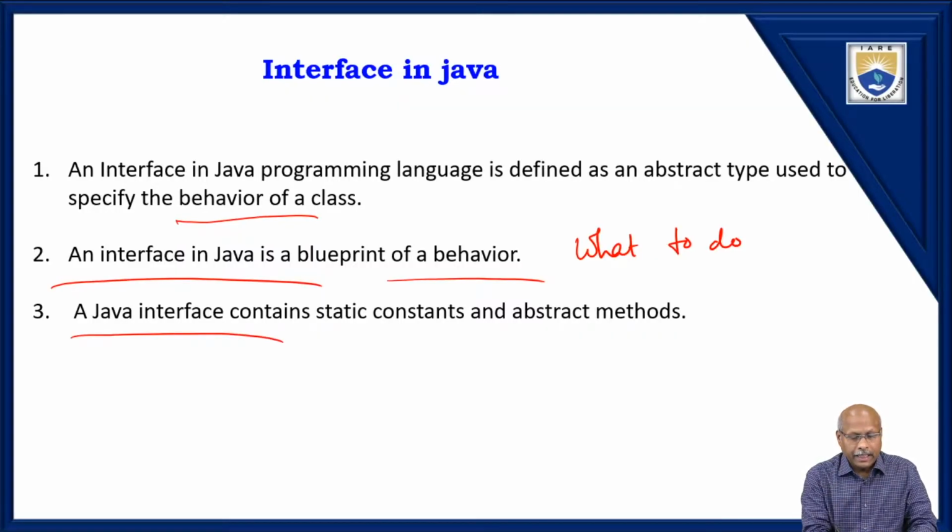A Java interface contains static constants and abstract methods. Generally, an interface is a collection of abstract methods and static variables. So remember, static and final variables. Whenever you want to solve any problem, you can use an interface to represent the problem in a simplified way. Or you can say an interface is an abstract mechanism to represent.